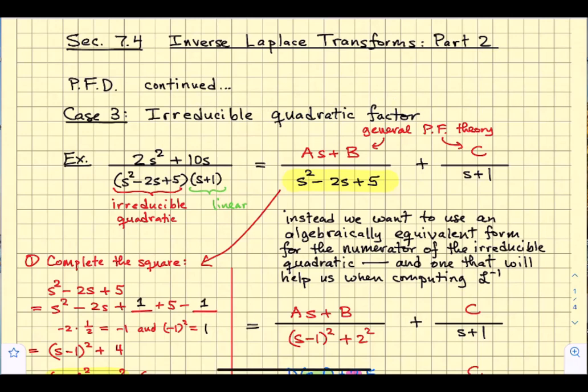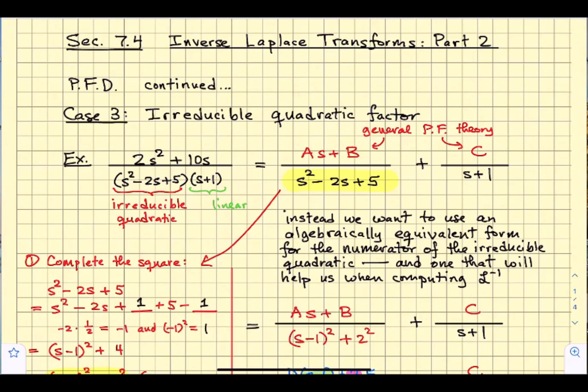So as a concrete example, let's look at (2s² + 10s) over (s² - 2s + 5)(s + 1). Remember that this is a distinct linear factor. It's not repeated. And this is an irreducible quadratic, which means it does not factor over the reals. One way you can be sure that a quadratic is irreducible is that its discriminant b² - 4ac must be negative. So if you're not sure, you can always check that.